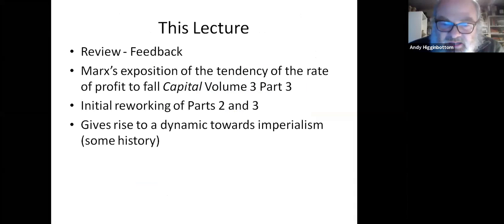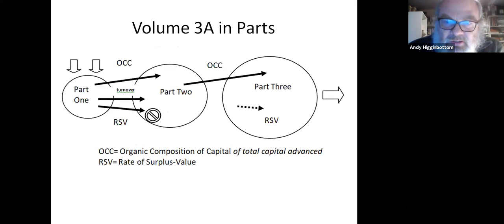Hints from there about what that might tell us about the dynamic towards imperialism within the capitalist mode of production. So what I positioned last time was these first three parts of volume 3. The rate of surplus value is established as one of the main determinants of the rate of profit, along with the organic composition of capital and the rate of turnover. Basically, the rate of profit will increase as the rate of surplus value increases, and it will decrease as the organic composition of capital increases.